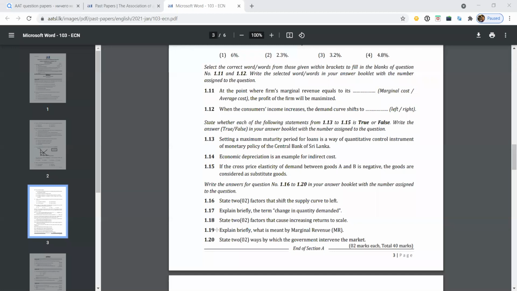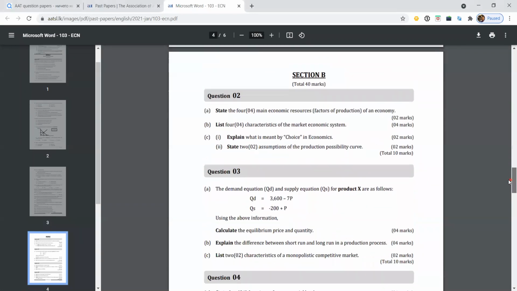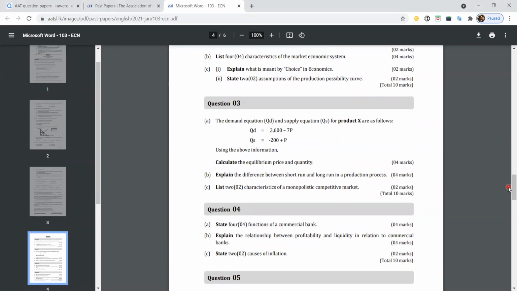Right. Next one, state two factors that cause an increase in rate. We cannot do that one. We cannot do the next three questions. We discussed question number 2. Question number 3.